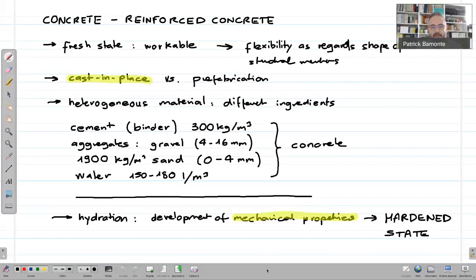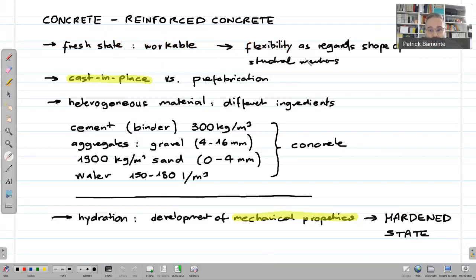Now, if you go back to the class which was given on the 10th of December, basically this is what I wrote, what I projected during the class. So, introducing concrete and reinforced concrete members, which are the ones commonly used in practice, I focused on the fact that this material is originally in a fresh state, which means it's workable. So this was one main property which was to be outlined. Therefore, being workable, it has a great flexibility as regards the shape of the structural members.